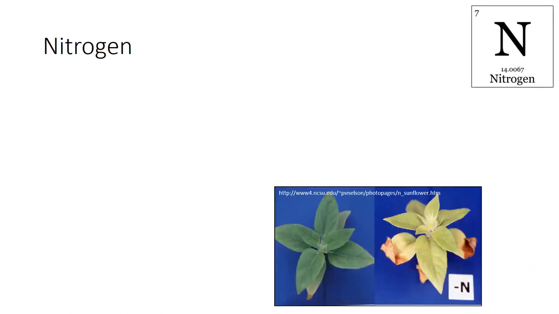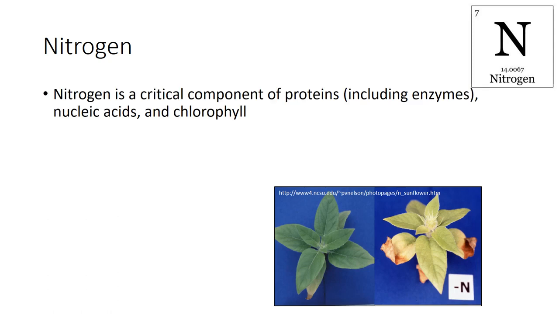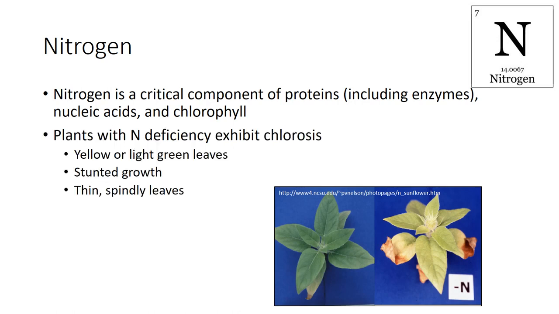Alright, so nitrogen is a critical component of proteins. Some examples are enzymes, nucleic acids, chlorophyll. As you can imagine, all these things are incredibly important to plants in particular, especially chlorophyll. And so nitrogen is one of the most limiting nutrients, and is generally one of the most commonly used compounds beyond carbon within a plant.